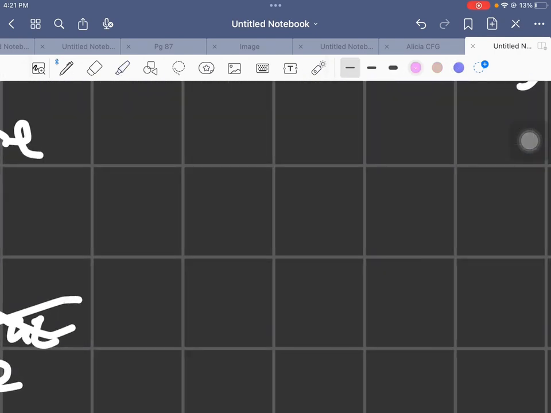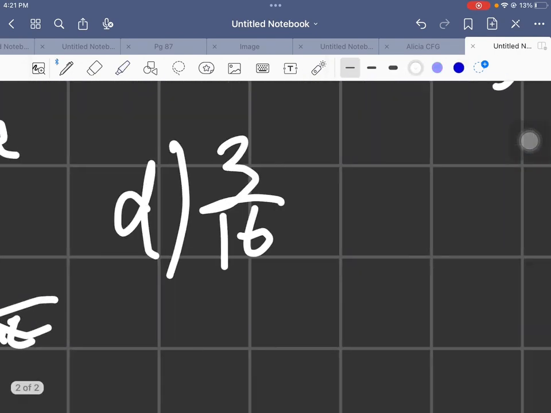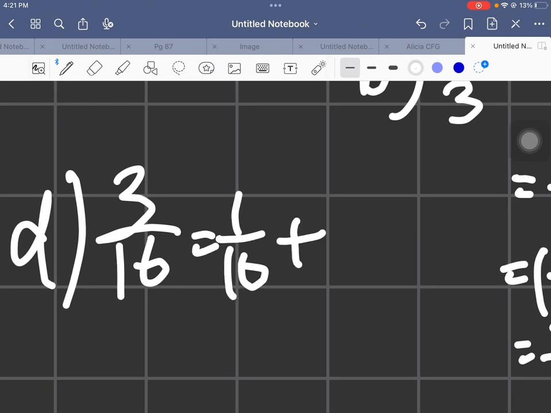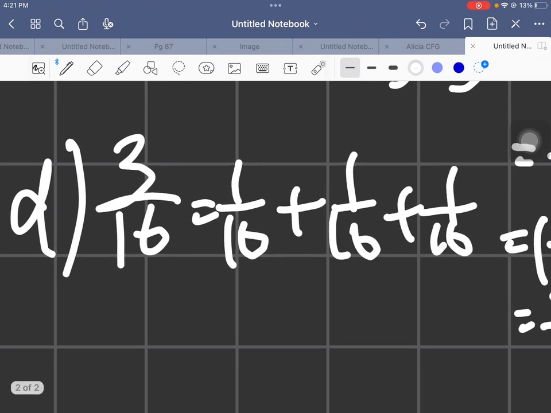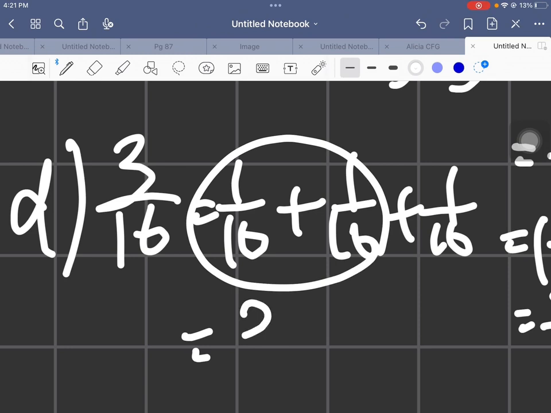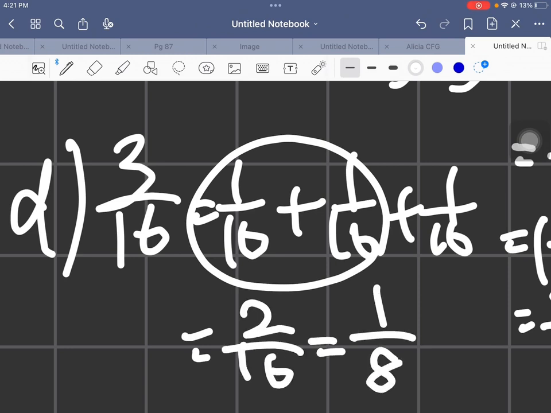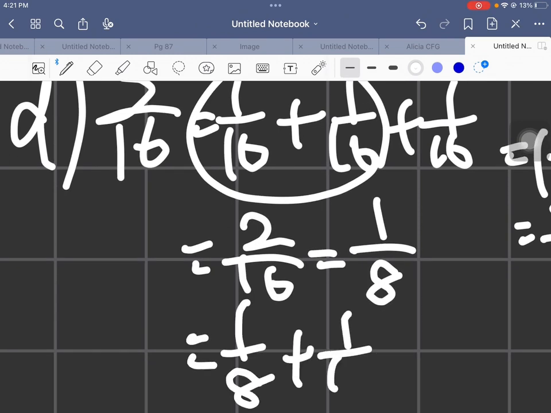Question D. 3/16 equals 1/16 plus 1/16 plus 1/16. Combine these 2 together, 2/16 equals 1/8. So 1/8 plus 1/16 is the final answer.